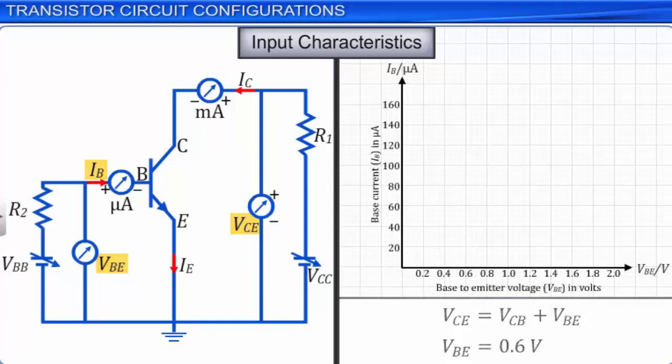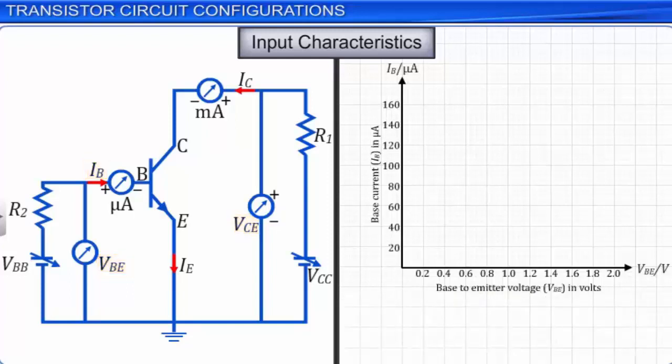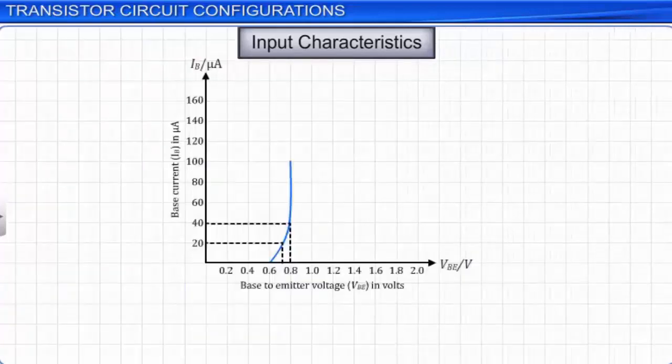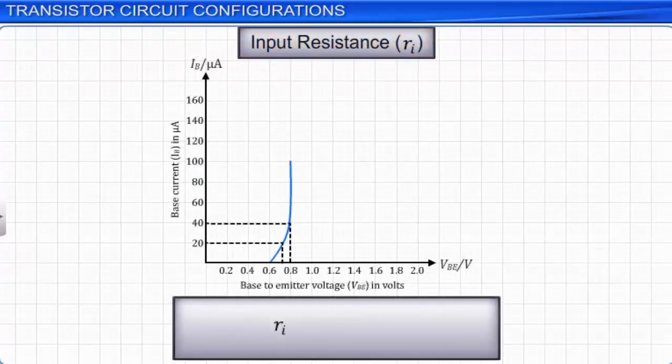The input characteristics can be used to calculate the input resistance. The input resistance, Ri, is defined as the ratio of the change in the base-emitter voltage, delta VBE, to the resulting change in the base current, delta IB, at a constant collector-emitter voltage, VCE. The input resistance is referred to as a dynamic resistance and is of the order of a few hundred ohms to a few thousand ohms.